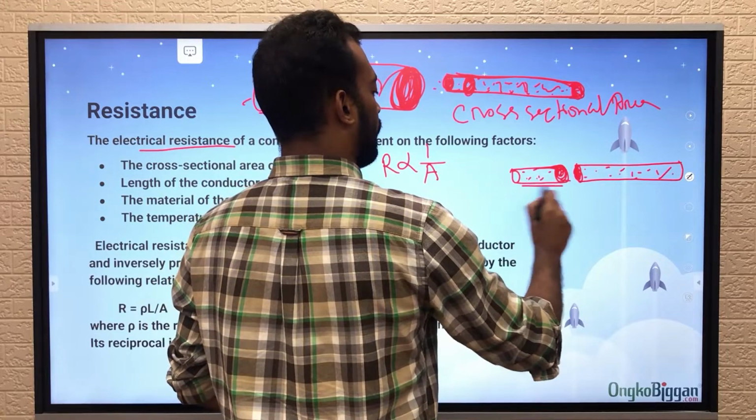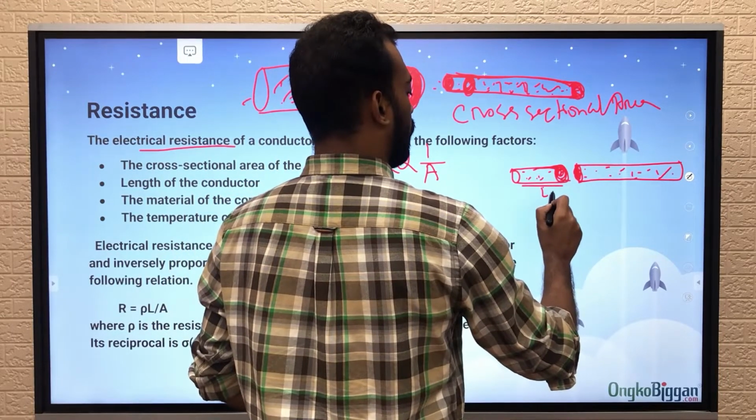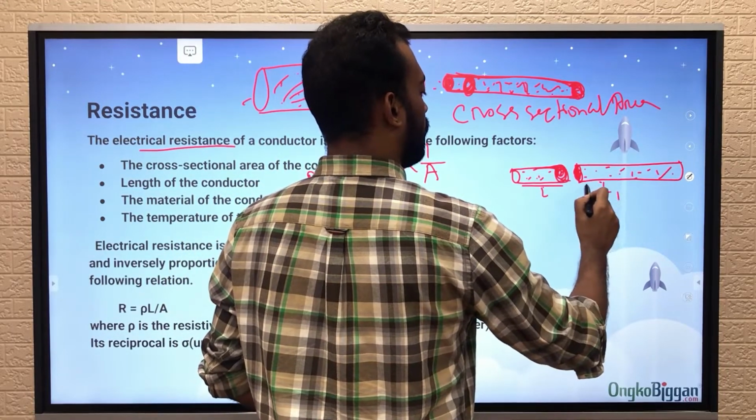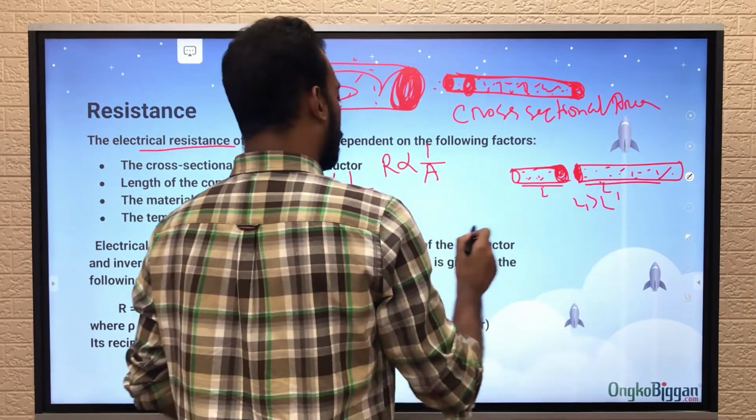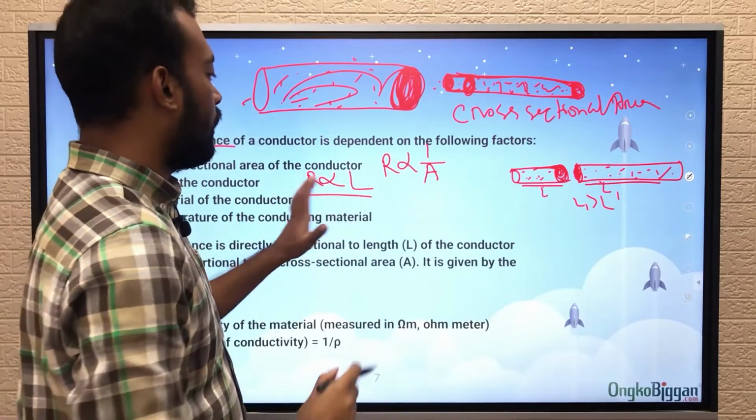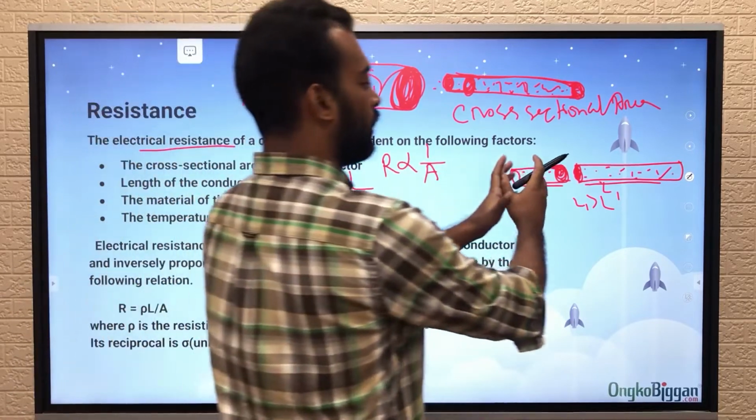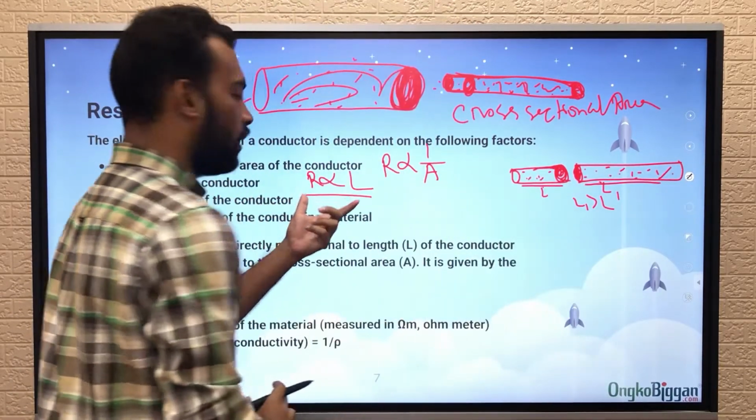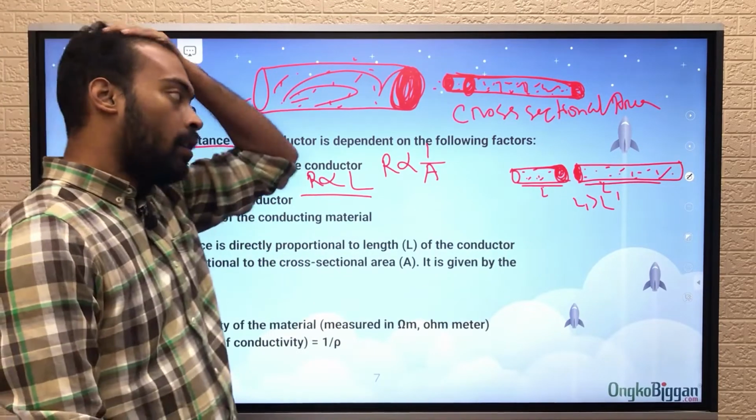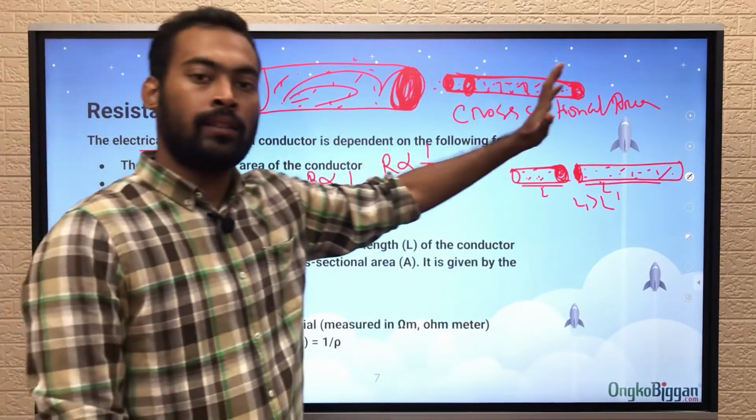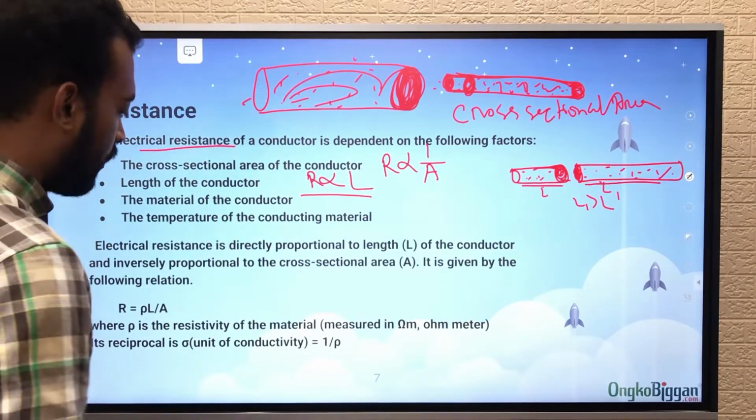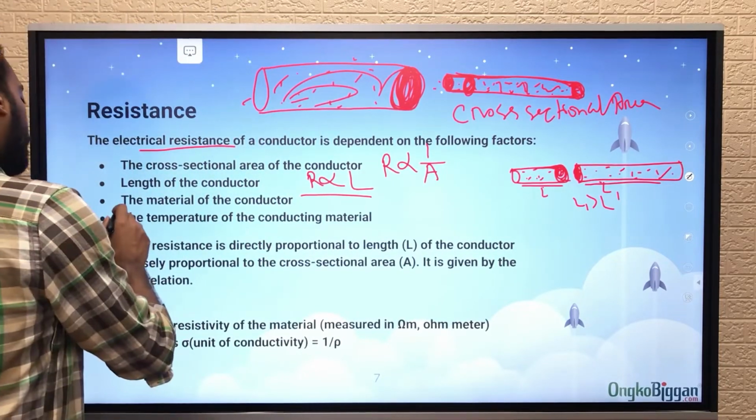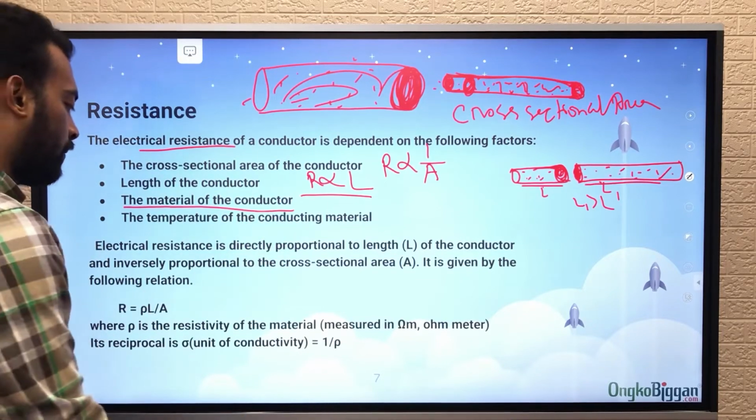The difference is within the length. This has length L and this is L1, suppose. This L1 is greater than L. So we can say if the length of the conductor increases, the resistivity increases. And if the cross-sectional area increases, the resistivity decreases. Simple.